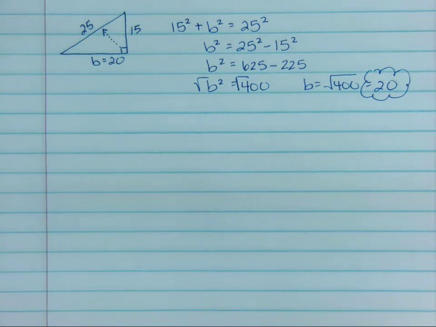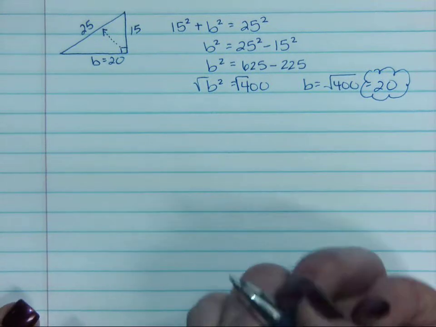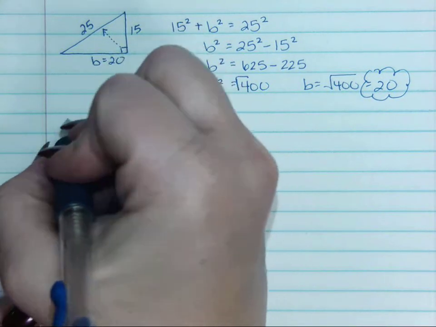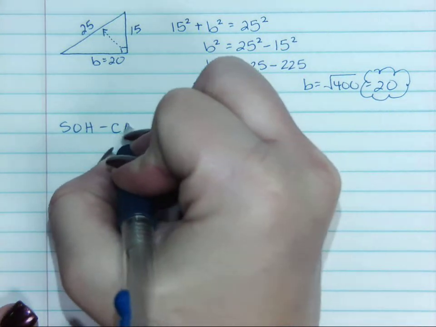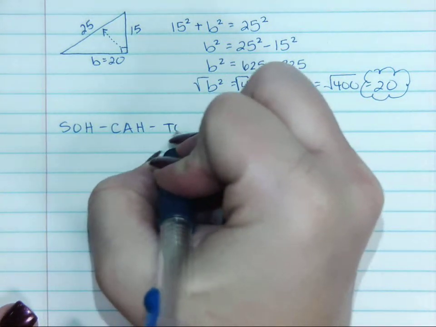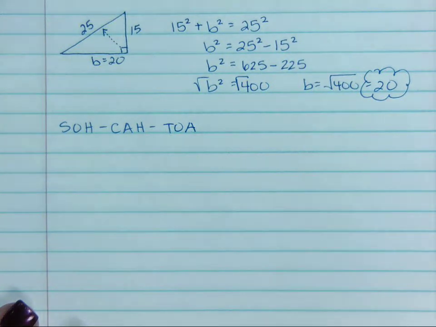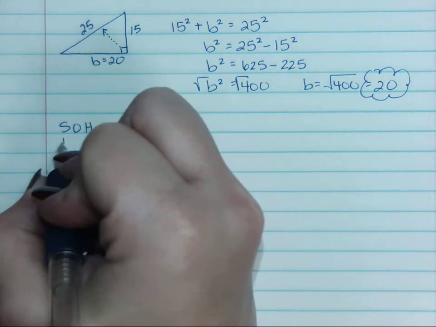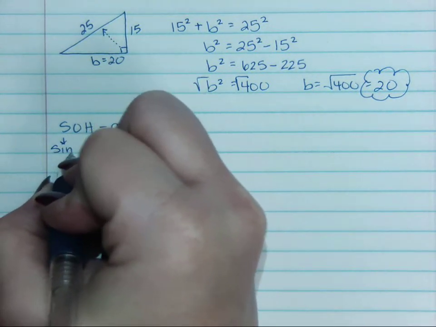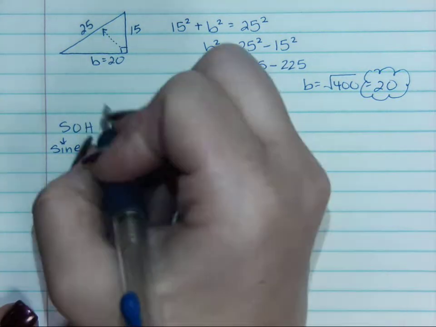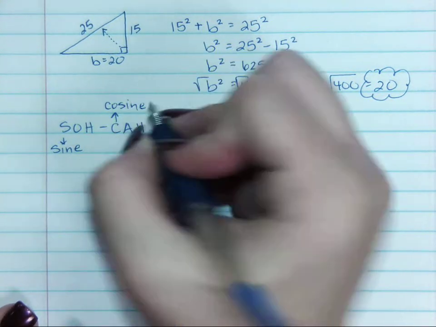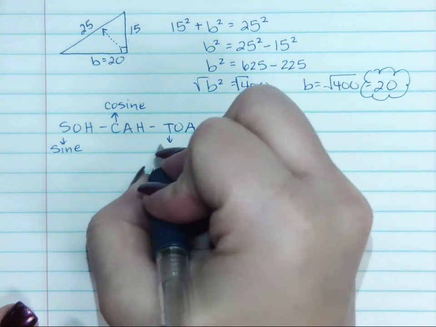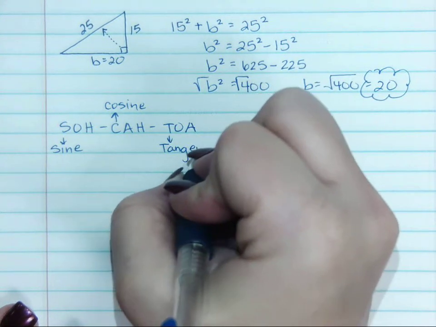Now, another way that we can find a missing side is to use SOHCAHTOA. Right? And so let's remind ourselves, what does SOHCAHTOA really stand for? So I'm going to write out the letters for SOHCAHTOA. And what those are is the S on SOHCAHTOA refers to the trig function we call sine. The C refers to the trig function cosine. And the T refers to the trig function tangent.